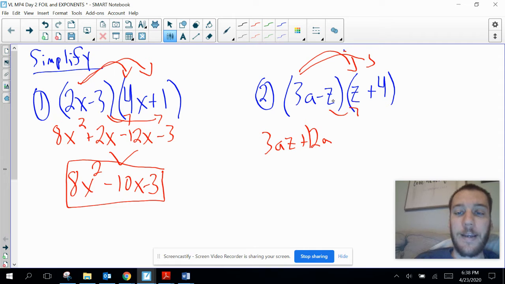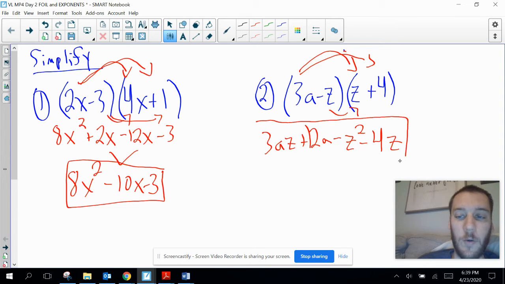The inside, negative z times z, that's negative z squared. And then last is negative z times 4, is negative 4z. This time, I don't see any like terms. There's nothing that we combine, so we're just going to leave it like that.